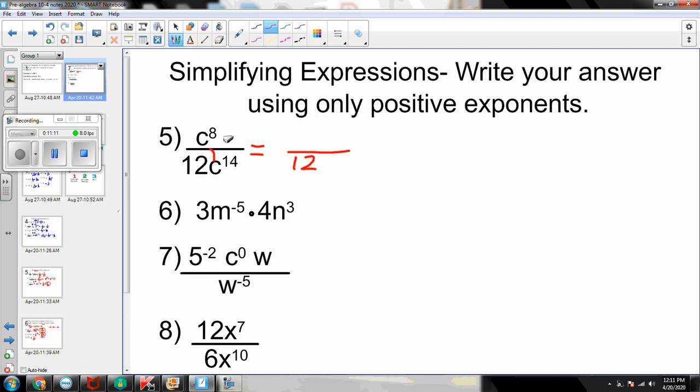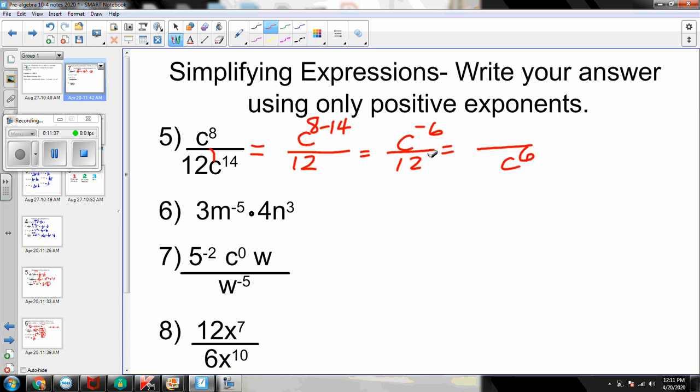Now here when I divide, I'm going to take 8 minus 14. So this is really c to the 8 minus 14. 8 minus 14 would be -6. So it's c to the -6 over 12. But I haven't simplified all the way because my exponent's negative. So that c to the -6 needs to move to the denominator, and it becomes c to the 6.